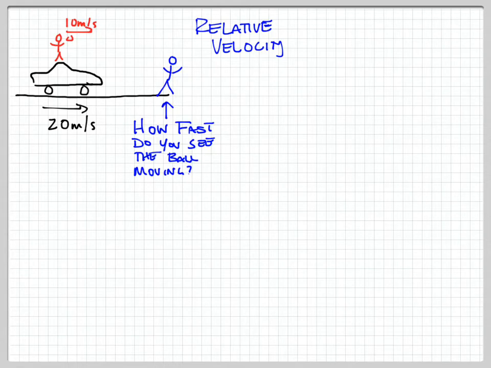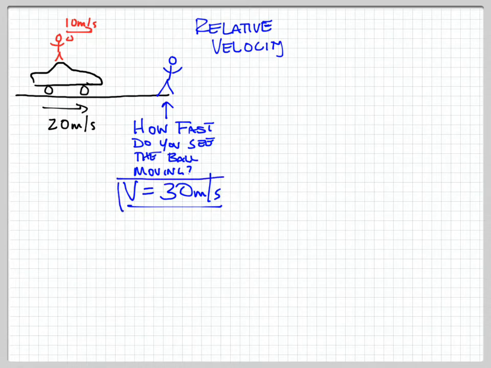So if your friend is going to throw the ball with a speed of 10 meters per second and the car he's on is going 20 meters per second, you see the ball moving. You're going to add those two vectors together. So you see the ball moving at 30 meters per second. That's one easy way to look at this kind of problem. We're just going to add those two velocities together.